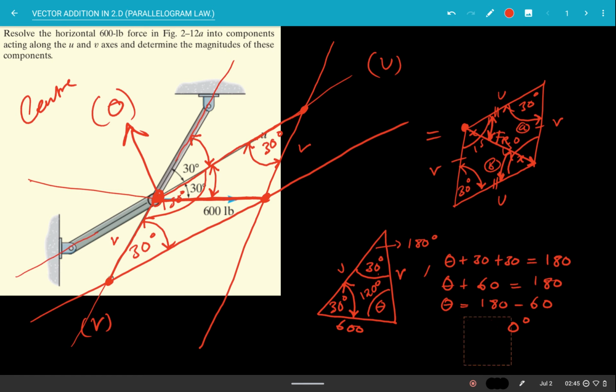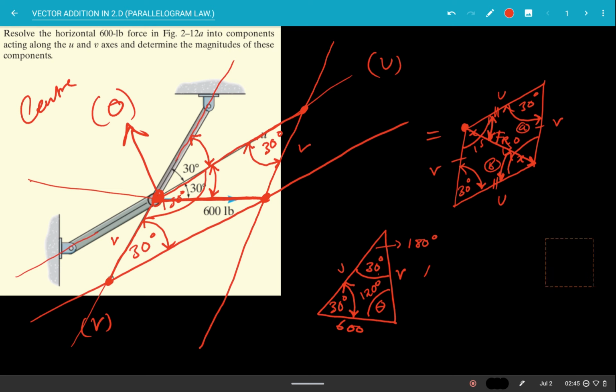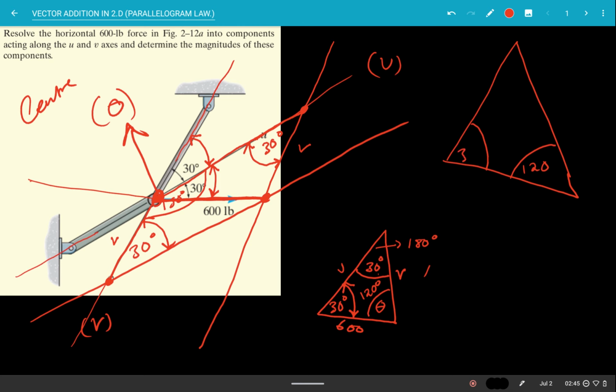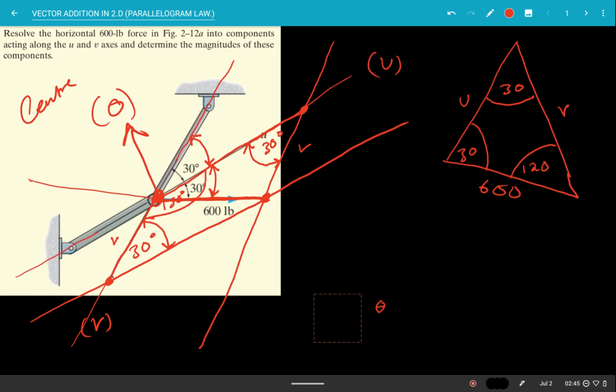Now that we have that, we can simply just draw this triangle at the point where we'll see it clearly. I'll draw it here, a bit bigger. So we have 120, we have 30, we also have 30 there. I'm having the 600 there. We have U and V. So now we can find the components using the sine rule.